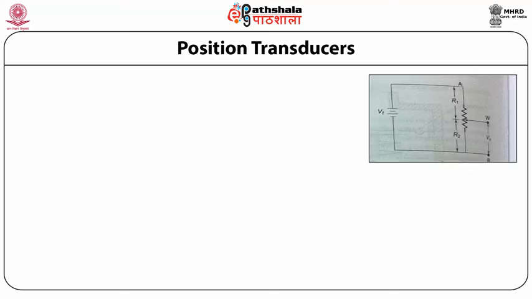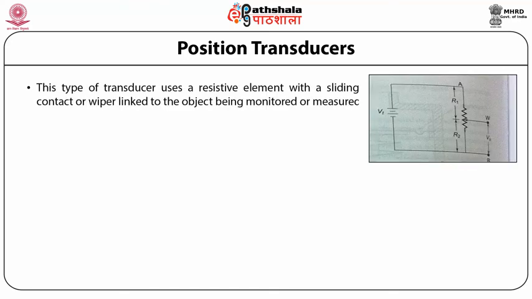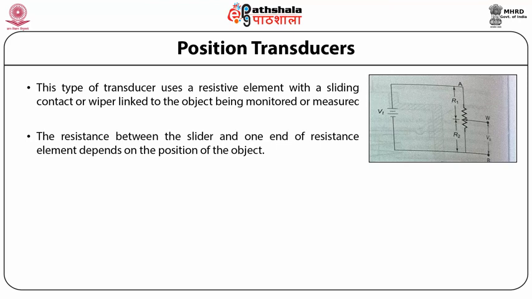So in this figure, this type of transducer uses a resistive element with a sliding contact or a wiper linked to the object being monitored or measured. The resistance between the slider and one end of the resistance element depends upon the position of the object. So we can reduce the above schematic of the position transducer into an equivalent circuit.